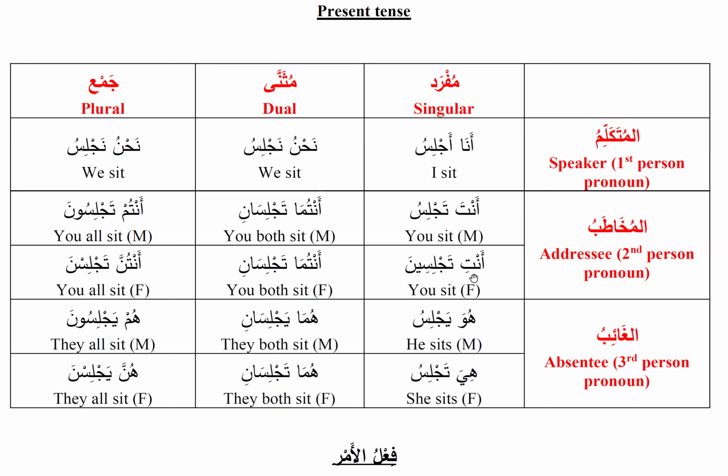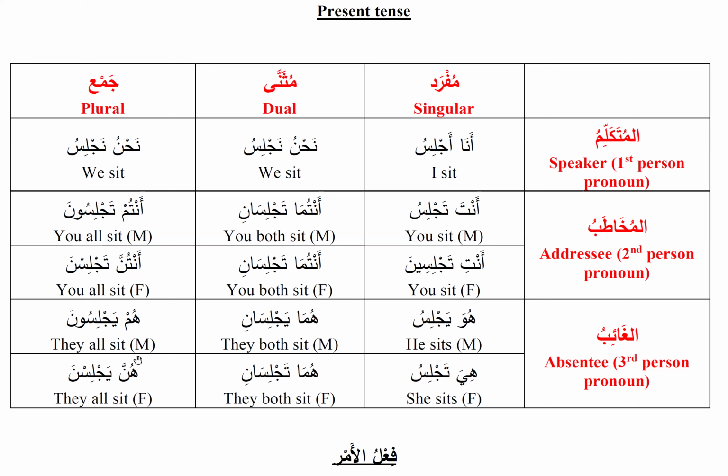Now for anti, the task remains the same, but you add a ya and noon at the end. Anti tajlisina. Antuma tajlisani, same as the dual. Antunna tajlisna. This is for noon in niswa, for female plural. Now huwa will be ya at the beginning, huwa yajlisu, and huma yajlisani. Same like antuma, you add alif and noon at the end, the ya stays the same. And hum yajlisuna, same like tajlisuna, but ya at the beginning.